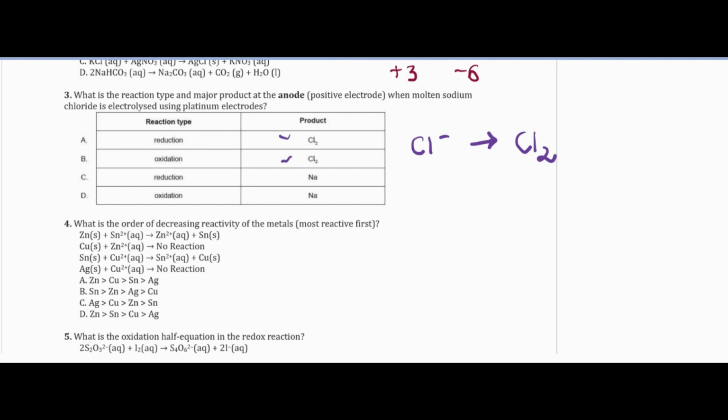What's the reaction type? What happens at the anode? Oxidation. Oxidation always occurs at the anode. Keep that in mind. So that will be B.